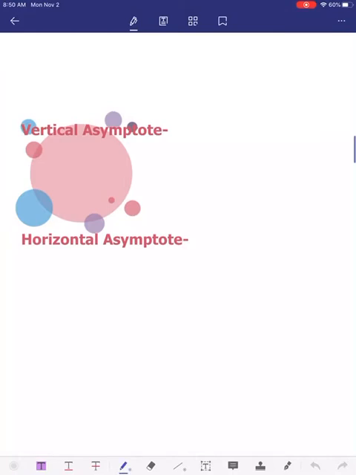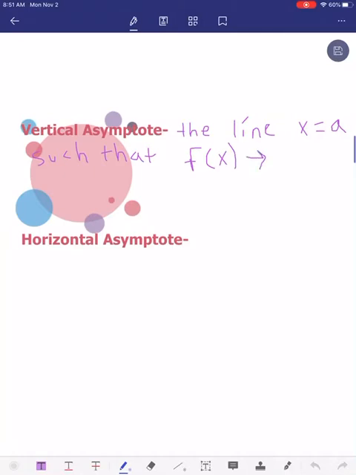So remember that a vertical asymptote is going to be the line x equals a such that f of x goes towards, so instead of writing out goes towards, I'm going to draw a little arrow, that stands for goes towards positive or negative infinity, as x, again using that arrow, goes towards a.